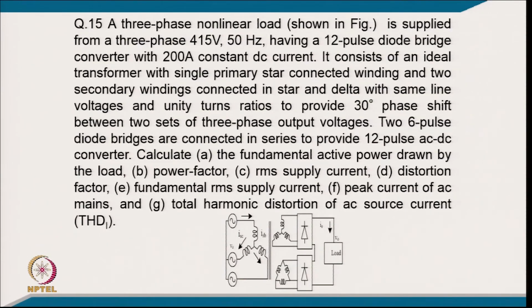So, coming to numerical example 15: a 3-phase non-linear load is supplied from a 3-phase 415 volt supply having a 12 pulse diode bridge converter with 200 ampere DC current. It consists of an ideal transformer with a 3-phase primary star connected winding and 2 secondary windings connected in star and delta with the same voltage and unity turns ratio to provide 30 degree phase shift between the 2 sets of 3-phase output voltage. 2 six pulse thyristor bridges are connected in series to provide a 12 pulse AC/DC converter. Calculate the fundamental active power drawn, power factor, RMS supply current, distortion factor, fundamental RMS current, peak current and total harmonic distortion. So, you can see this is the circuit, as explained there.